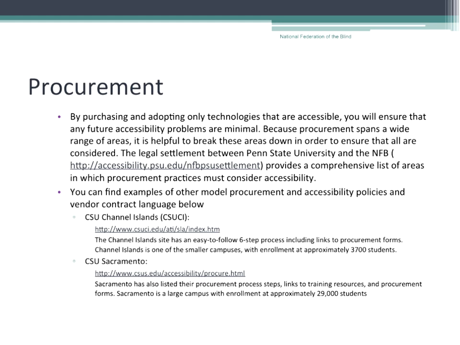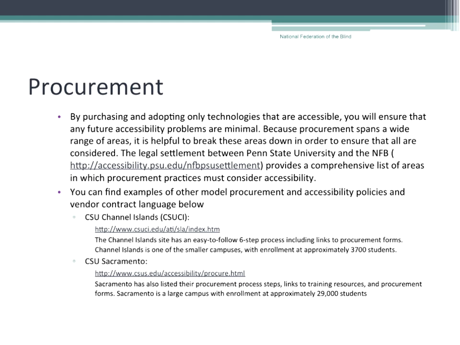Procurement, as I said, is really important. I would recommend that people who are in charge of procurement do not purchase any technology that is inaccessible. As simple as that, right? If you purchase technology that is accessible, you will ensure that future accessibility problems are minimal. And there are people who have done this right. CSU has done it right, especially with the Sacramento campus. We also have pretty decent procurement language from Penn State, a settlement that the National Federation of the Blind has made with Penn State. So you can look at examples of procurement language from those three sources listed in your PowerPoint.